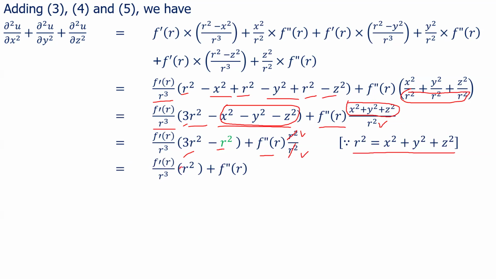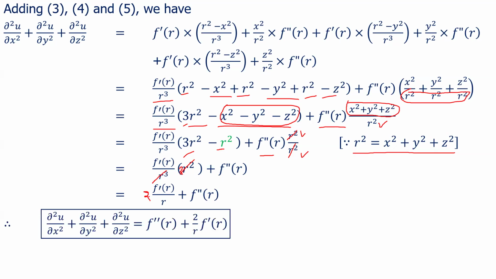This is not, it is 2 times r square. So this r square and r square will cancel. So we have 2 times f dash of r upon r plus f double dash of r. So therefore, del 2u del x square plus del 2u del y square plus del 2u del z square is equal to f double dash of r plus 2 upon r f dash of r. So this is the desired result, hence proved. Thank you.